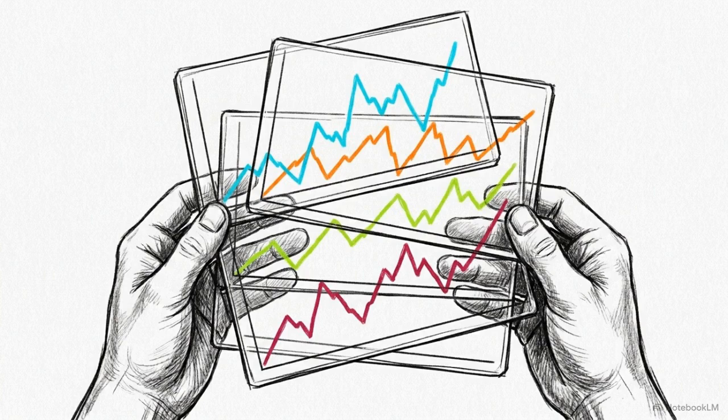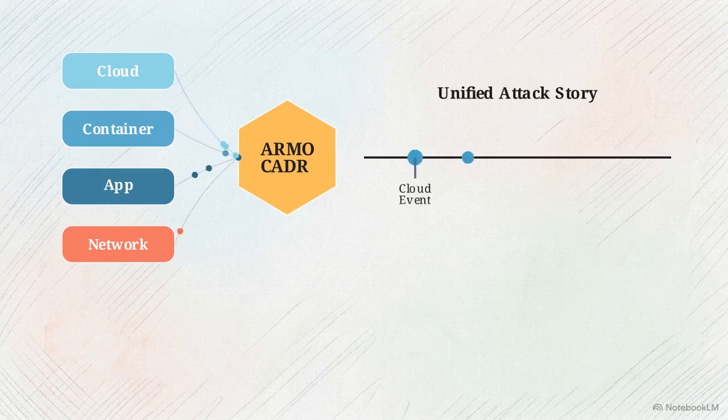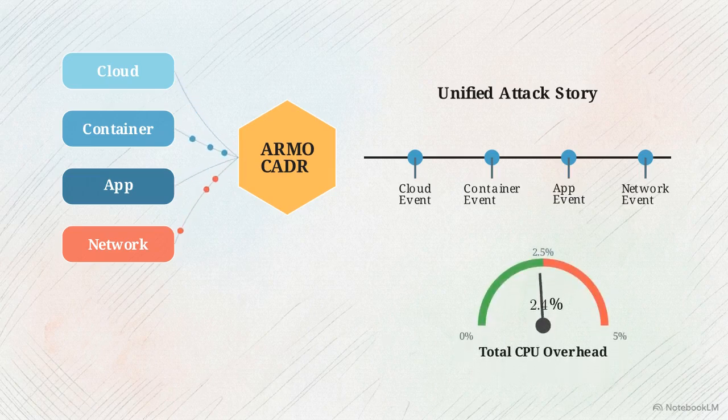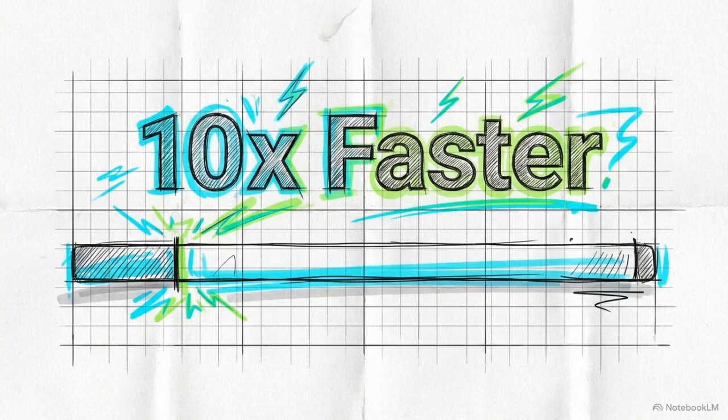During an incident, isolated tools force analysts to manually piece together disparate alerts from 4 different dashboards just to understand the attack. This diagram shows the alternative: full-stack correlation through platforms like ARMO Kadar. Instead of isolated signals, cloud, container, and application events link automatically into a single timeline. This correlation happens with a total CPU overhead of less than 2.5%. Visibility without correlation is just expensive data storage. Using a correlation platform can reduce investigation time by 90%, provided you consolidate your security stack.